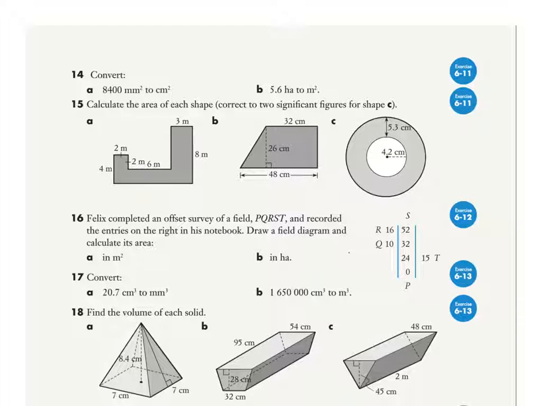And 8,400 millimeters squared to centimeters squared. So normally millimeters to centimeters we need to divide by 10, but because it's area, it's 10 squared. Now 5.6 hectares to meter squared. Well, there are 10,000 meters squared in every hectare.